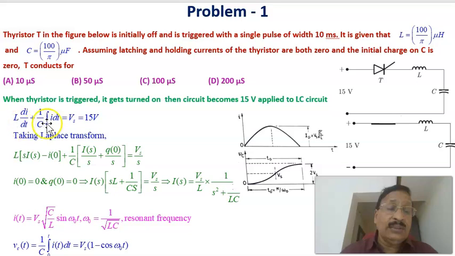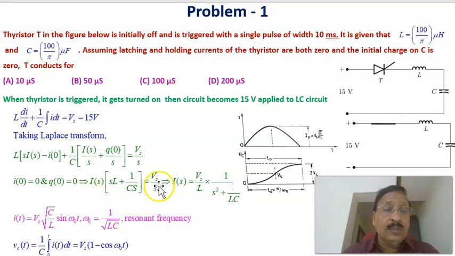In order to find that, we first take the Laplace transform of this equation: L into (s I(s) minus the initial value of the current i0) plus 1 by C, I(s) divided by s, plus the initial value of the charge Q0 divided by s, equal to the Laplace transform of the constant Vs, which is Vs divided by s. Here i0 and Q0 are given as 0. Then the equation becomes I(s) into (sL plus 1 by Cs) equal to Vs by s.